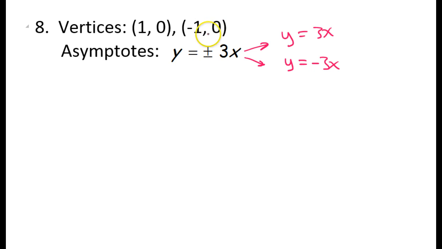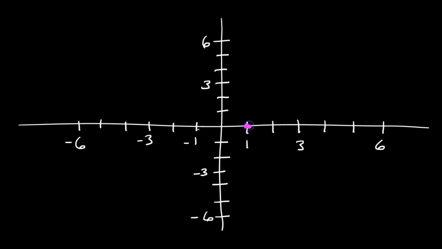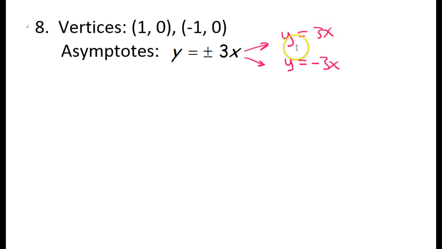Let's graph what we got and see what we can do with it. So the vertices are at 1, 0 and negative 1, 0. So that tells me that I have vertices here and here. Now, the asymptotes. These asymptotes pass through the origin, 0, 0. In my mind, I'm thinking about y equals mx plus b. So y equals 3x. 3 is obviously the slope. The y-intercept b is 0. That's why there's nothing here.